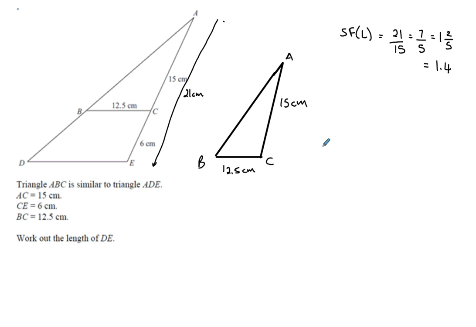So if we have to find the length of DE, then we're going from smaller to bigger. So we take the 12.5 and we multiply it by the scale factor of the length. So it will be 17.5 centimeters. Okay, that's easy as that. Let's do another question.